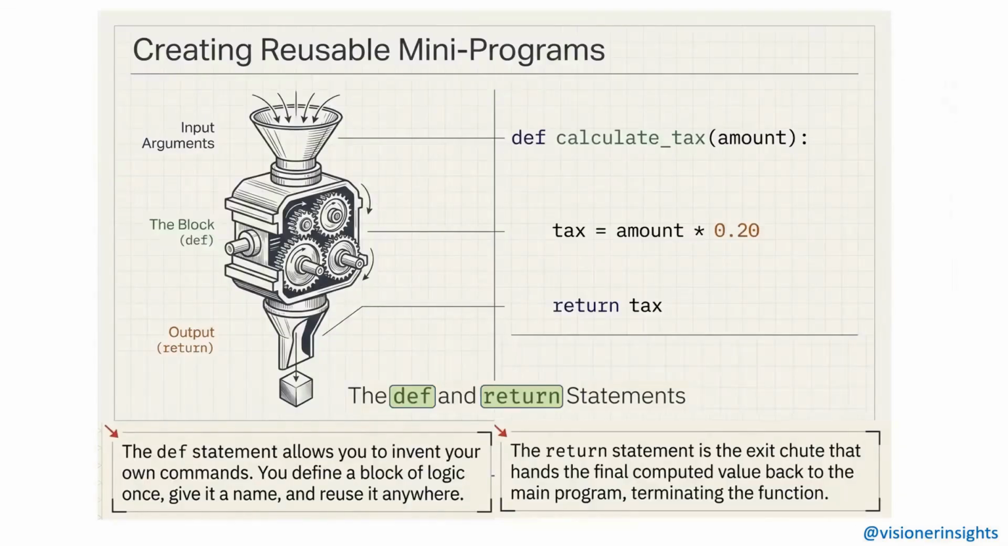Think of a function as a reusable mini program, kind of like this machine. You give it some inputs, programmers call these arguments, it performs one specific job, and then it gives you back a result. The beauty is, you write the logic just once, and then you can call on it 1,000 times. This is the absolute core principle of writing smart, efficient code.